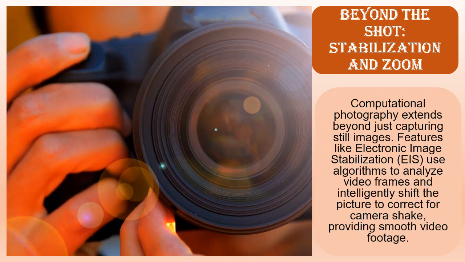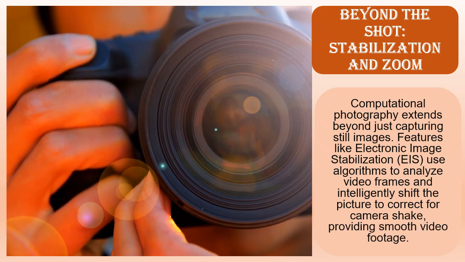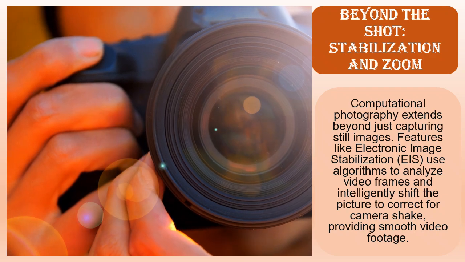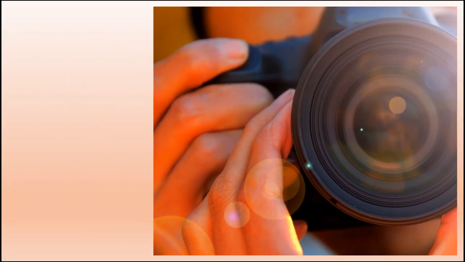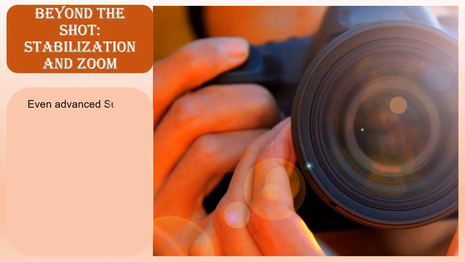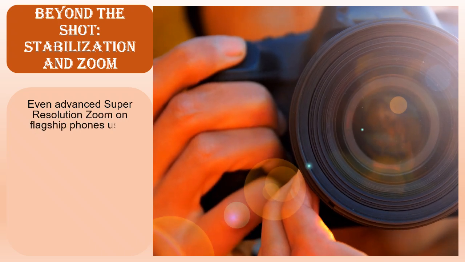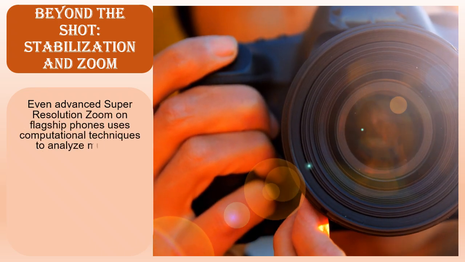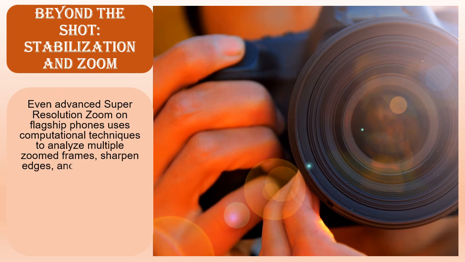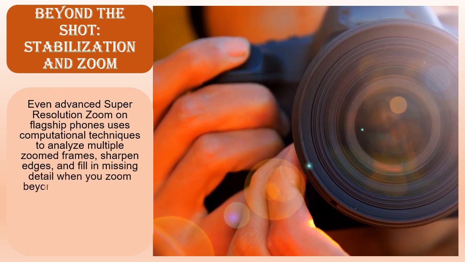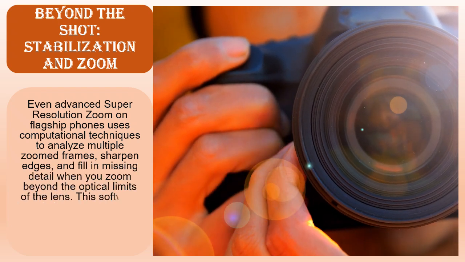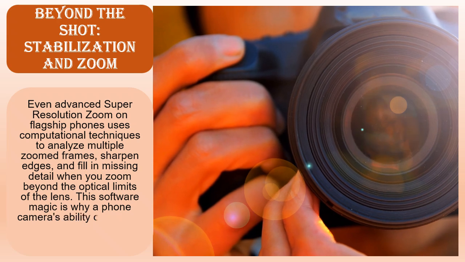Even advanced super-resolution zoom on flagship phones uses computational techniques to analyze multiple zoomed frames, sharpen edges, and fill in missing detail when you zoom beyond the optical limits of the lens. This software magic is why a phone camera's ability often feels greater than its hardware suggests.